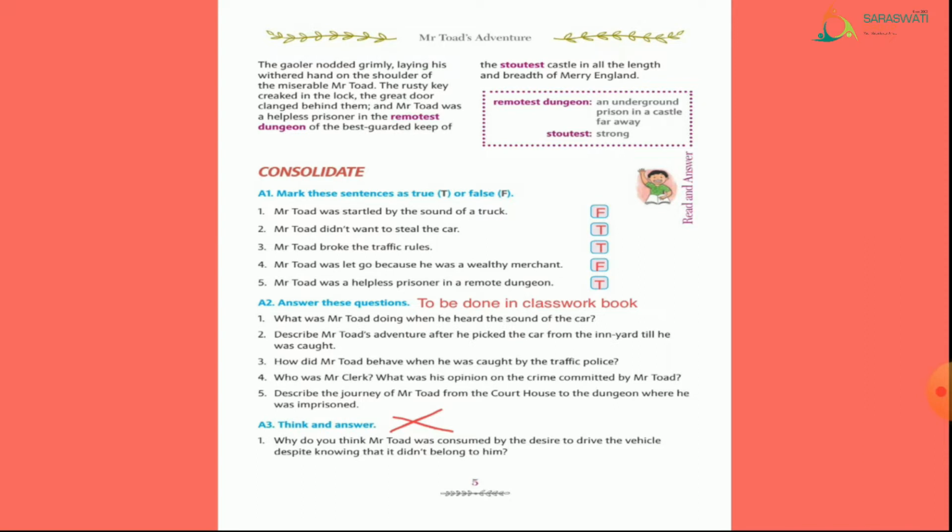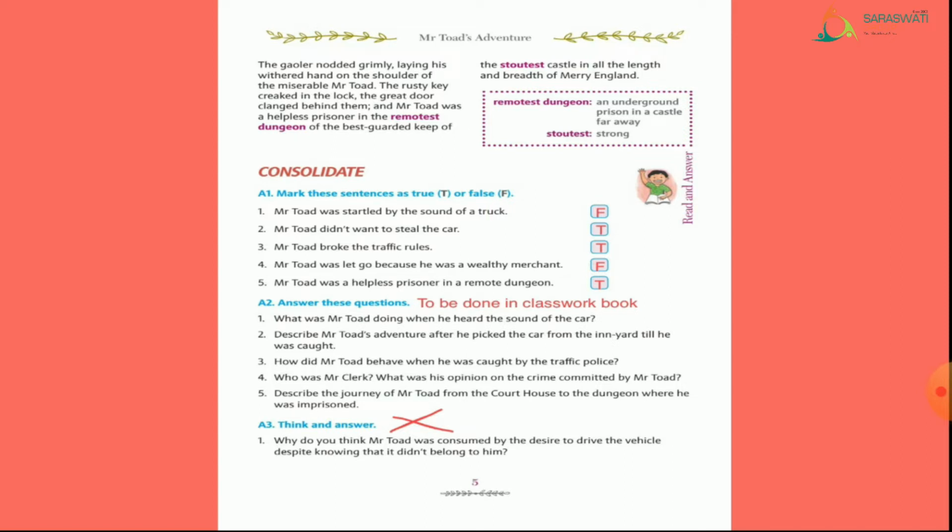Let us go to number 2. Mr. Toad didn't want to steal the car. Now yes, that is correct. Mr. Toad didn't want to steal the car. He just wanted to have a ride and he just wanted to find out how the car is, right? So he did not steal the car, but he was curious enough to want to know how the car is. So we can mark this as true. His intention was not of stealing the car. So please write T in number 2.